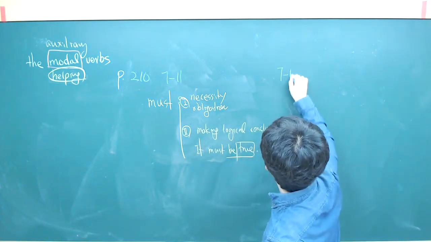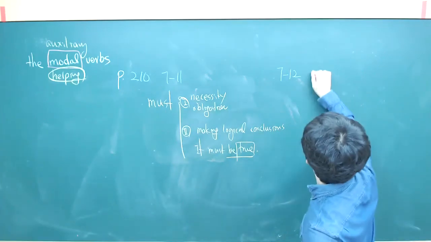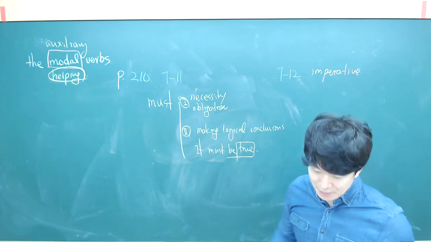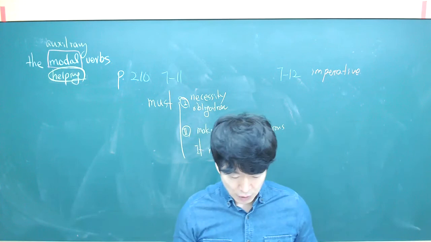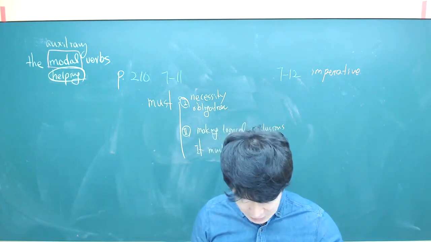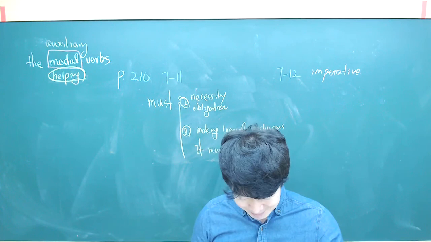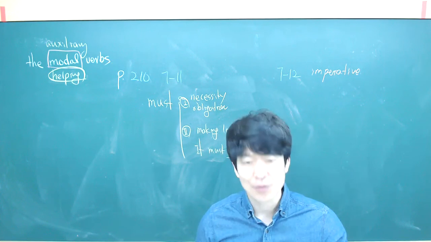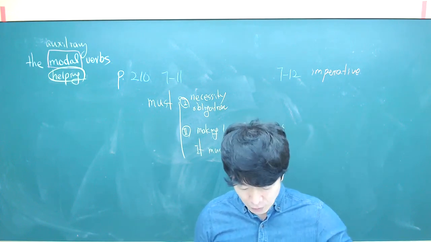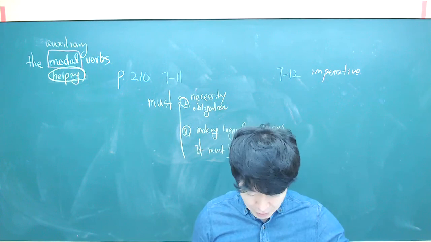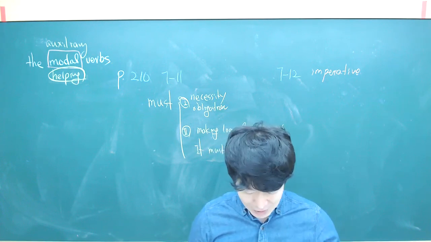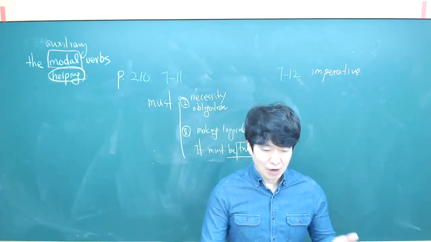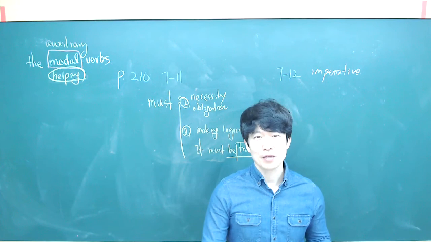7-12, imperative. Imperative means open the door. Yes, sir. Open the door, please. Okay, I'm happy to. This is command, request, and direction. Could you tell me how to get to the post office? Certainly. Walk one block down the street. Turn left and walk 3 more blocks. It's on the right side of the street. So imperative means you are strongly recommended to do something.